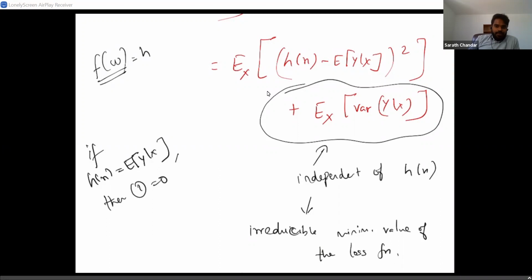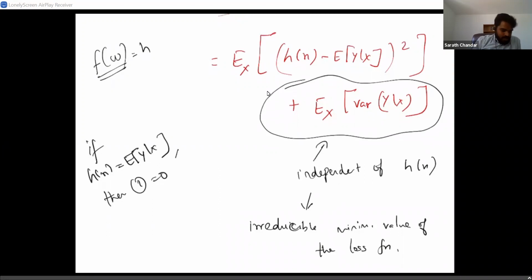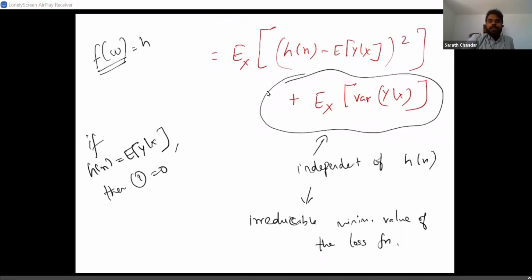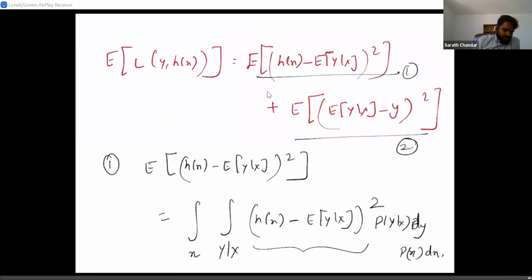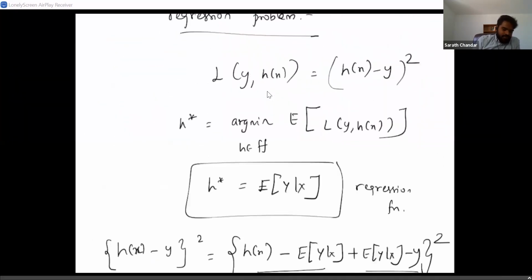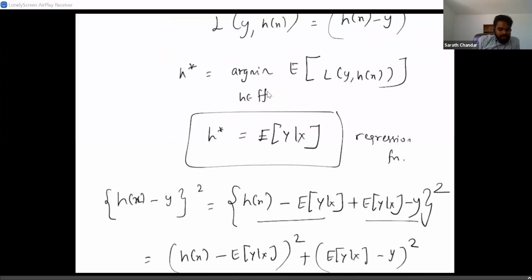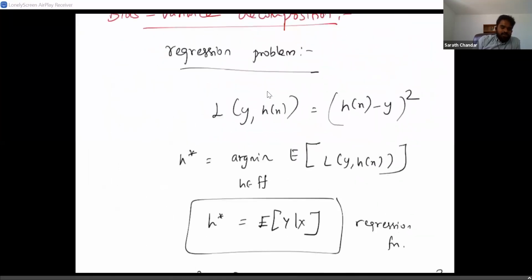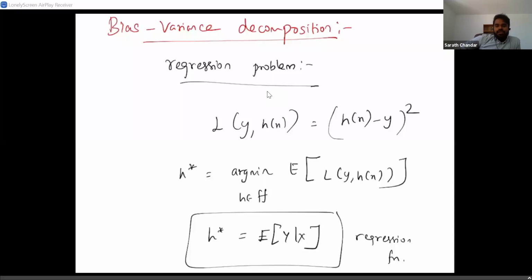Okay, so let's continue. Maybe I would just give a quick recap of what we have seen before the break. So basically, we started with the regular expected prediction error that we have, right?